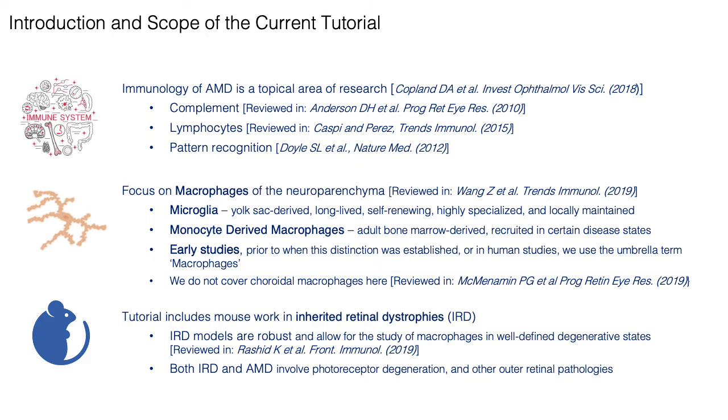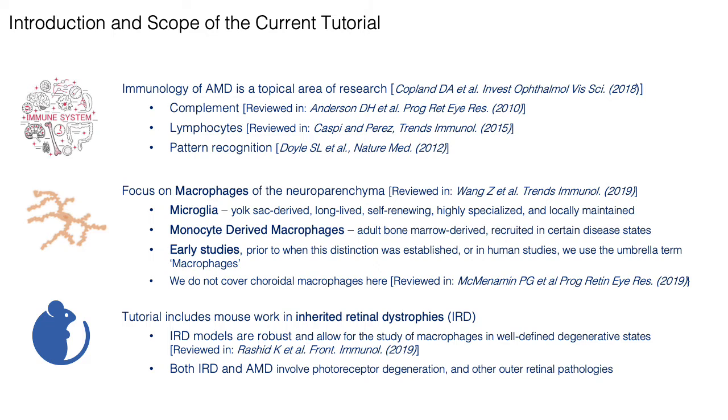These, of course, include microglia. We now know these cells to be yolk sac-derived, long-lived, self-renewing, highly specialized, and locally maintained. And this is distinguished from monocyte-derived macrophages, which are adult bone marrow-derived and recruited in certain disease states. Now, early studies prior to when this distinction was established, or in human studies where this can't be resolved currently, we use the umbrella term macrophages in the current tutorial.